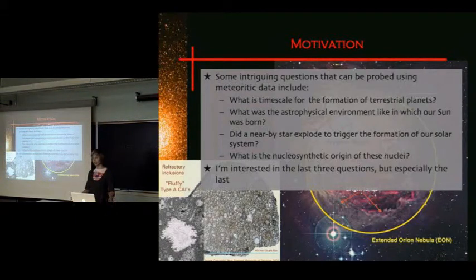For example, did a nearby supernova trigger the formation of our solar system? What about the nucleosynthetic origin of these nuclei? By that I mean, what sort of stars made the nuclei that we find in the solar system? I'm interested in the last two questions, but I'm really interested in the last question. I study stellar nucleosynthesis, so I really want to know what types of stars made those radioactive isotopes that we find in meteoritic data.